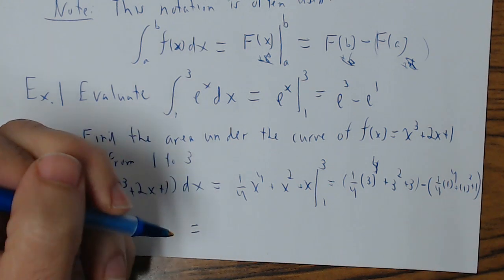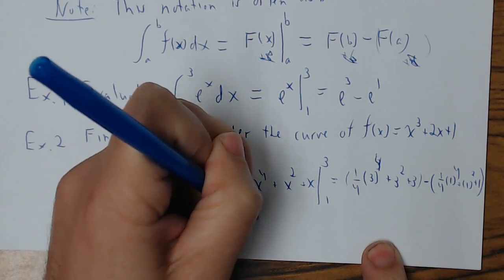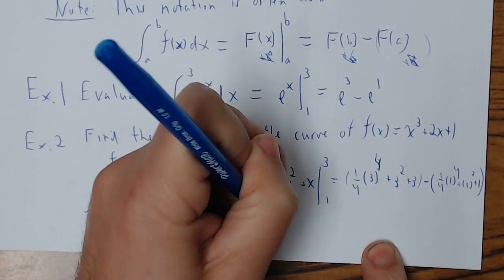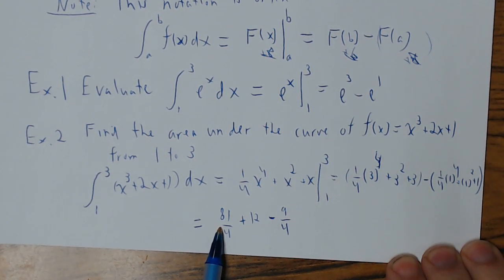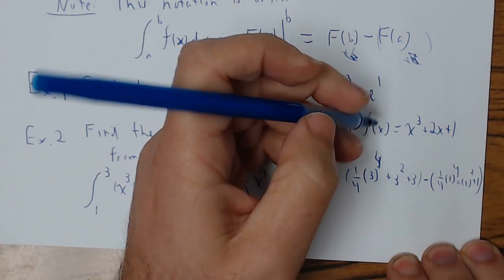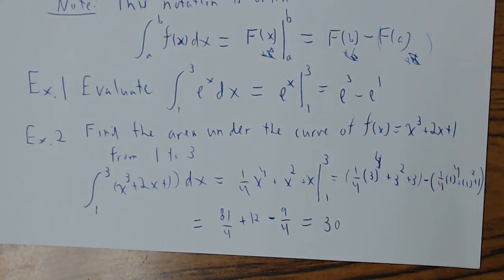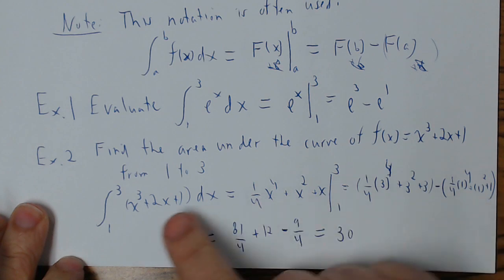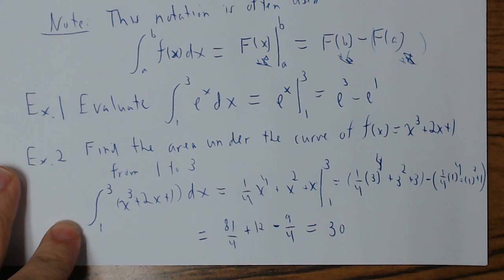So this becomes 81/4 plus 12 minus 9/4, and then this simplifies to 30. Okay, so that's basically it. So this is the shortcut, which is a lot quicker than finding the definite integral by using the definition of a definite integral. So remember, the only time you should usually do things the long way is when you're asked to use the definition of a definite integral.